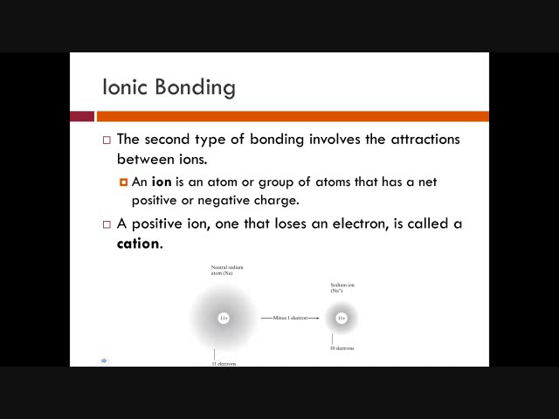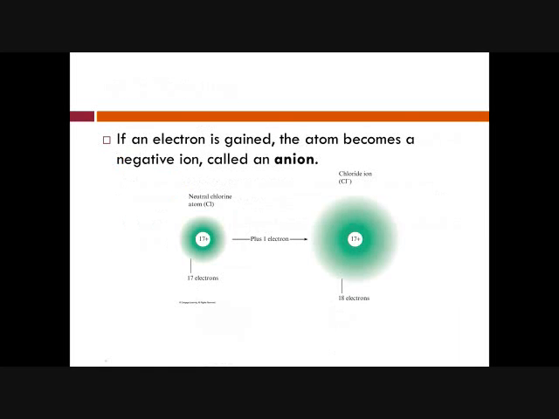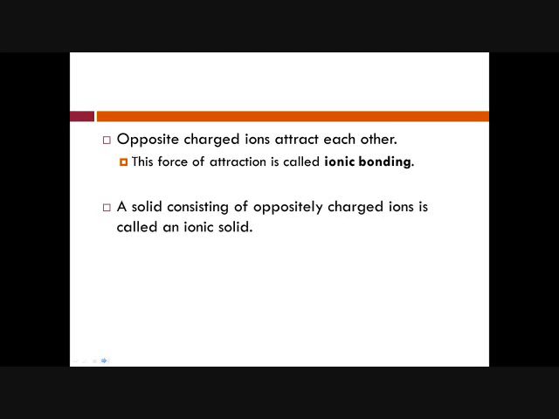So, review, right? We all know this. If an electron is gained, it's called an anion. Some people thought of them as onions in Chem 1 because they didn't like onions. Oppositely charged ions attract each other, and this is called ionic bonding. We know that. A solid consisting of oppositely charged ions is called an ionic solid.